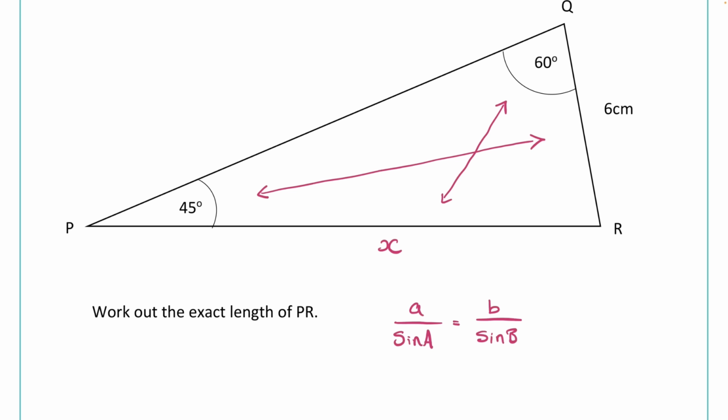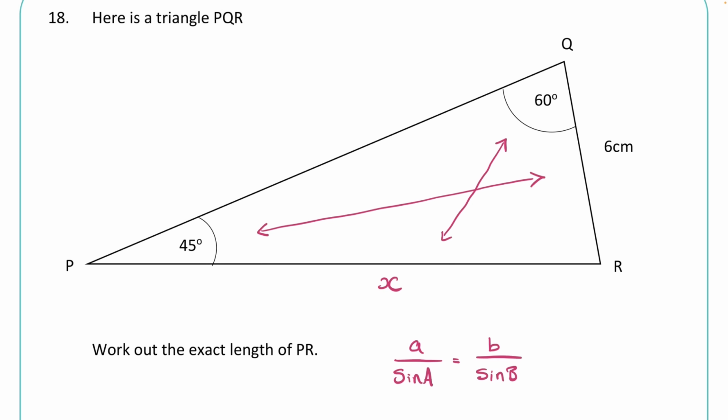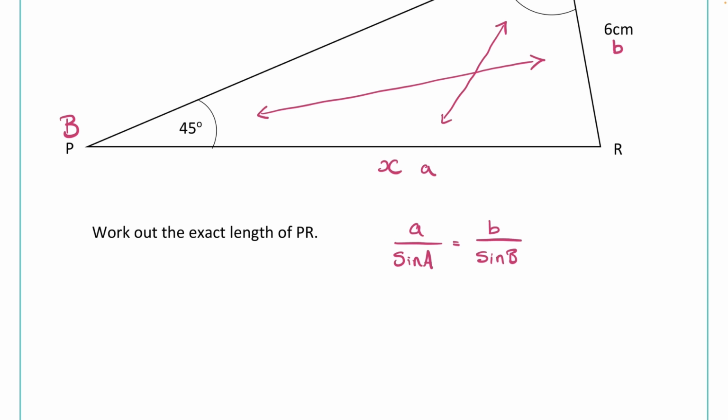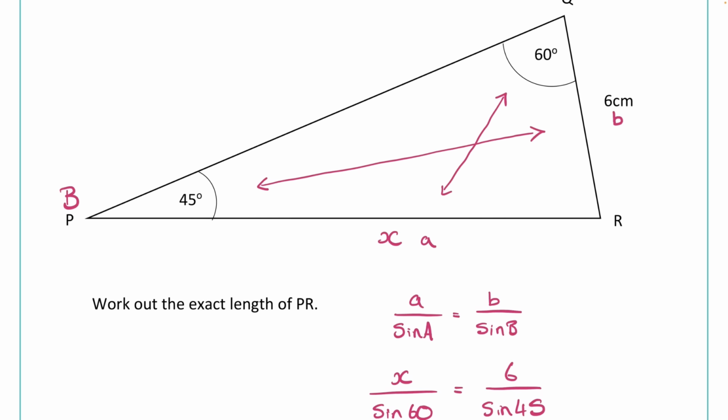Now in this one here, we want to put these pieces into place and let's see what we've got. So we want to label this up. Let's call the x the a, with the opposite angle being the big A, and the other one that we're using, 6, as b, and the opposite angle big B. So we have x over sine 60 is equal to 6 over sine 45. So there we go. There is our sine rule.